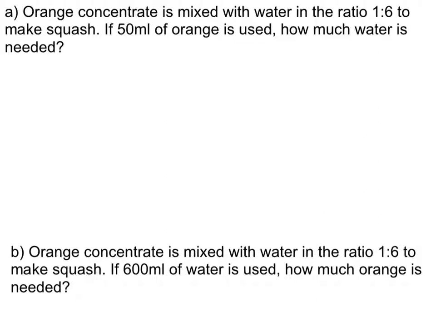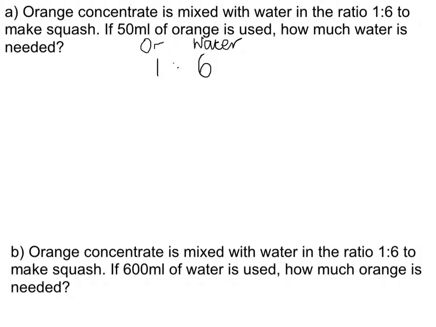Remember, for these always in order, so the orange concentrate is the 1 part and the water is 6 parts. So we know our ratio is 1:6. We've been given that in the question. So we know that this 1 here is for our orange, and the 6 is for the water. Sometimes it can just be helpful to label the columns so you don't get confused later on.